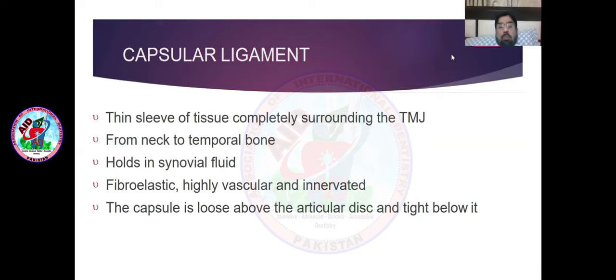A thin sleeve of tissue completely surrounds the TMJ from the neck to the temporal bone and holds the synovial fluid. In this capsular ligament, there is the condyle and the articular cartilage, and it holds the synovial fluid. It is so tight that it does not allow the synovial fluid to leak outside the capsule. The capsule is loose above and slightly tight below. It is fibroelastic in nature and highly vascular and innervated. That is why if you press slightly on the condyle area, you will feel pain, because you are compressing the capsular ligament, which is highly innervated.